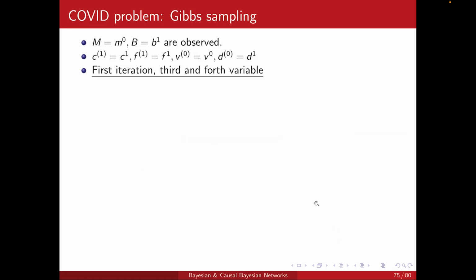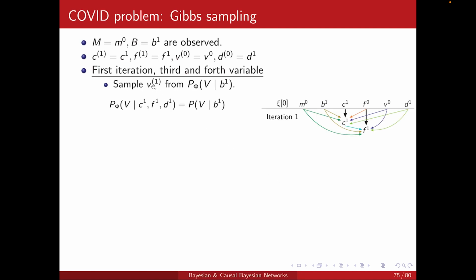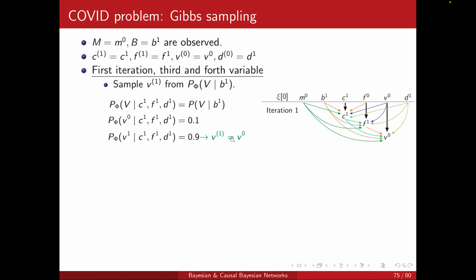So let's see. First iteration, third and fourth variables. So how we do this, for V, it will be V conditioned on B1. Also, V doesn't have any children, so it's only this term. And what we see is that we will have 0.1, 0.9. And if I update, for example, this one will happen. It's not necessarily the greater one. With some probability, this will happen. So as we see, for updating V0, we used the updated value of F1 and the updated value of C1.